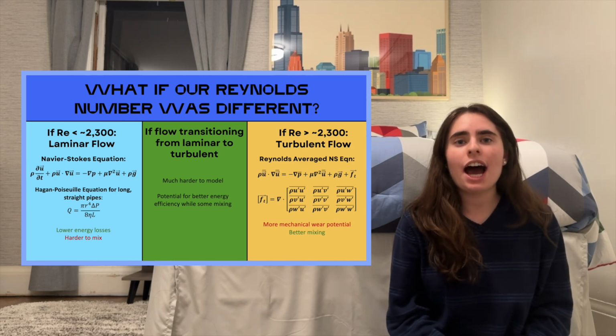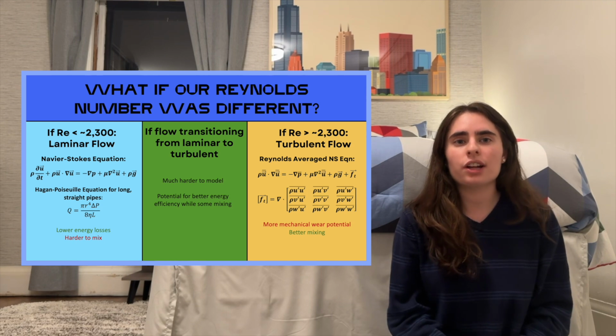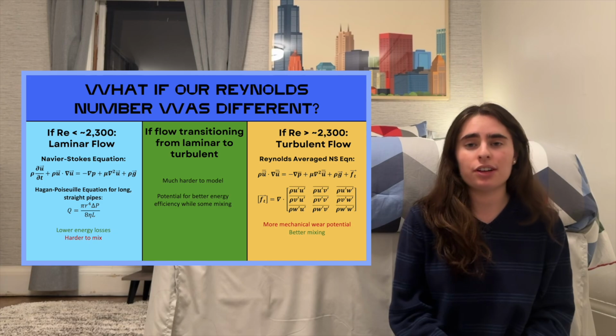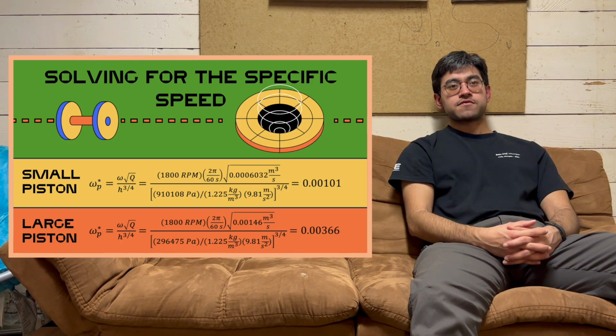Slower flow rate at a higher pressure means the velocity is lower and thus a smaller Reynolds number. Laminar flow, which is smoother, occurs at a Reynolds number lower than around 2,300 and can be modeled with the Navier-Stokes equation. To further characterize the pump, we determine the specific speeds for each piston.